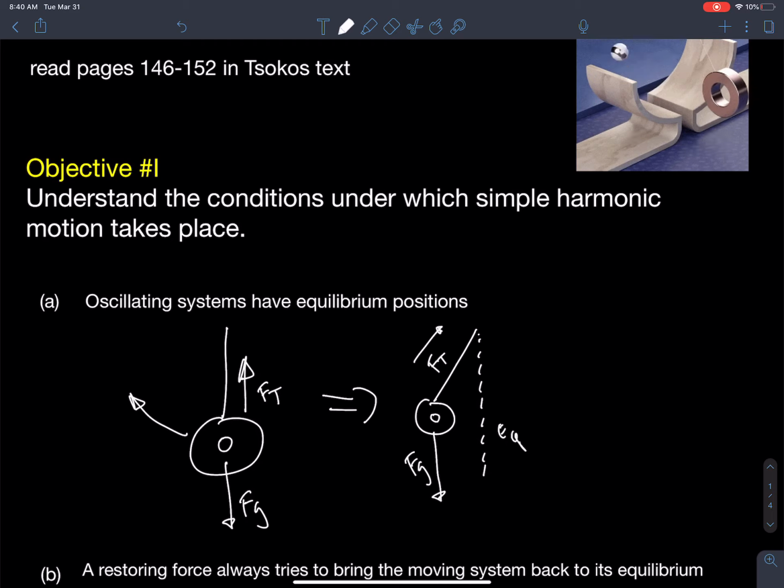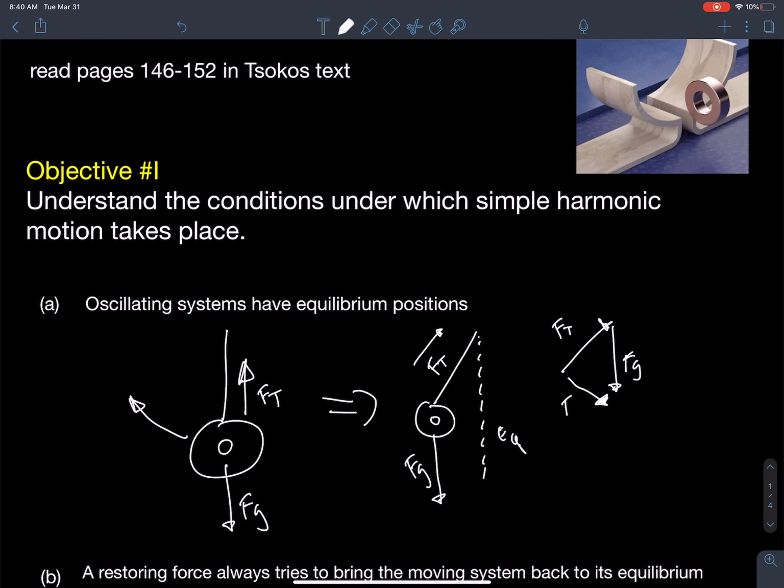Okay, if I draw the vector diagram, force of tension is that way, the force of gravity is that way. The resultant vector here is going to be acting in that direction. And you can see that that's going to cause the bob to want to come back to the equilibrium position. But when it comes back, it's going to have inertia, and it's going to go past it, causing another situation, or you can flip this to the other side, causing that object to want to come back to the equilibrium position the other way.